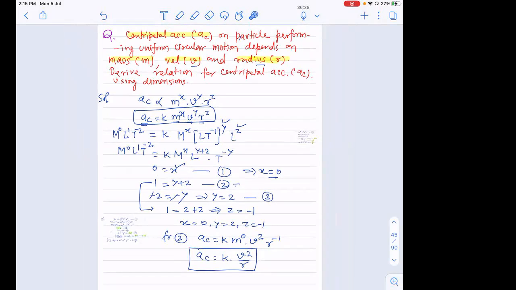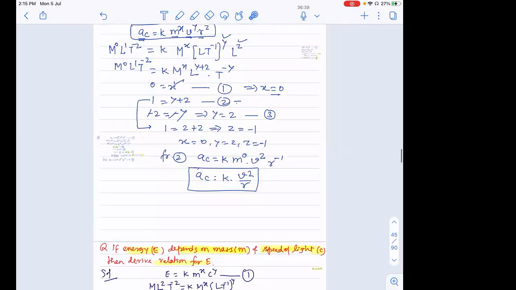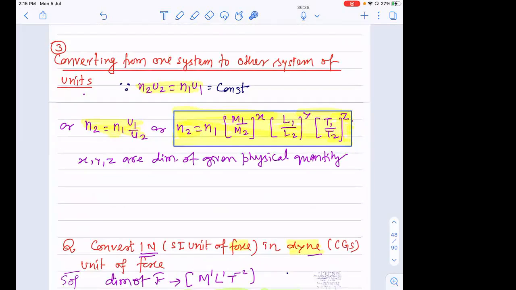Any difficulty in this? No, sir. Okay, one more question was there. Similar question. Note down. इसको करो. What is the answer of that question? No, that was in the converting from one system to other. Third application का था. Clear? Shall I move on to the next one? Yes, sir. So third application, what was the third application? Converting from one system of unit to other system of unit.